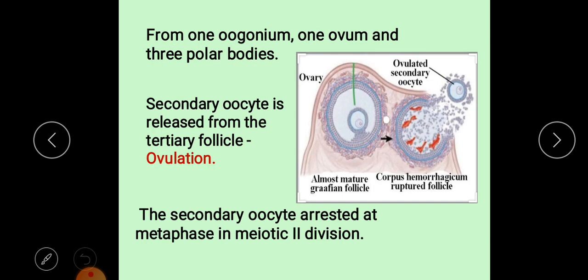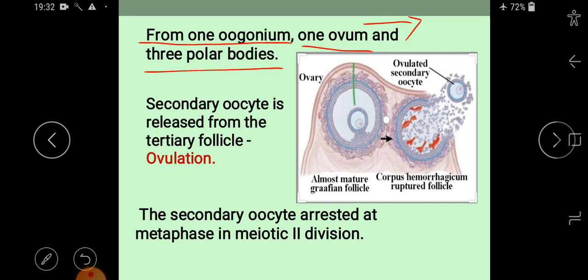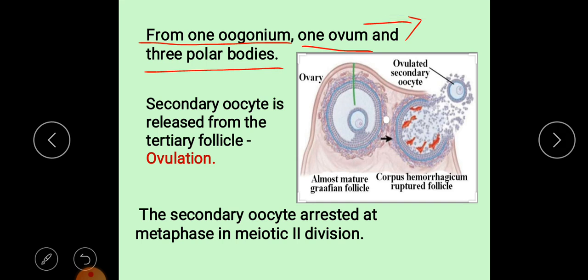So let us see here. From one oogonium, one ovum and 3 polar bodies are formed. The one ovum will go to the functional stage, and these 3 polar bodies are non-functional bodies.